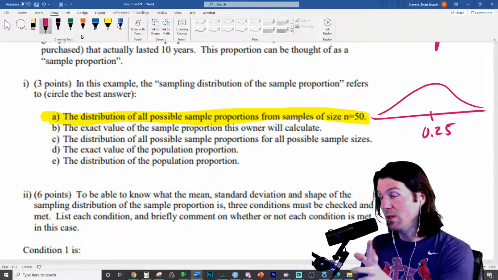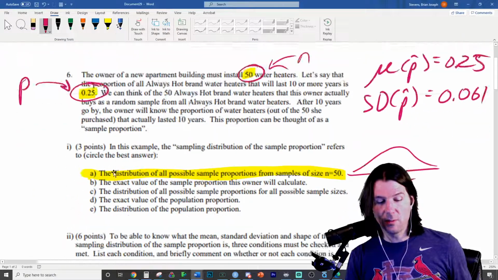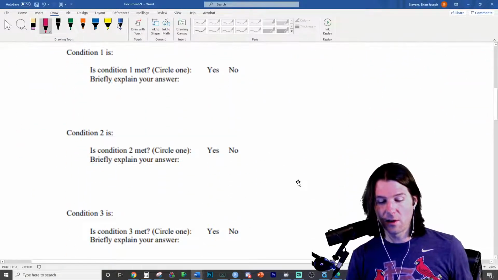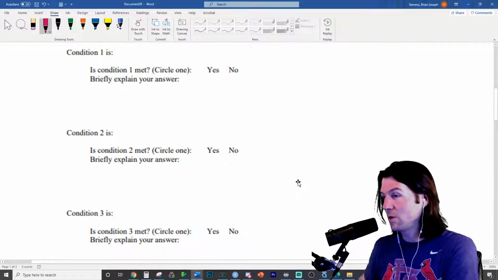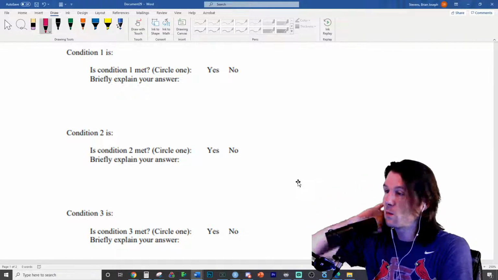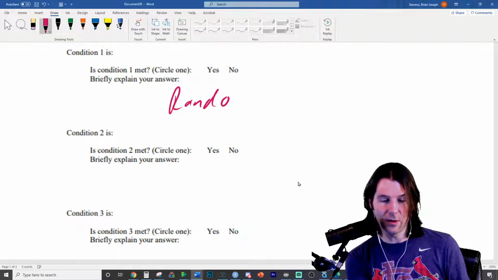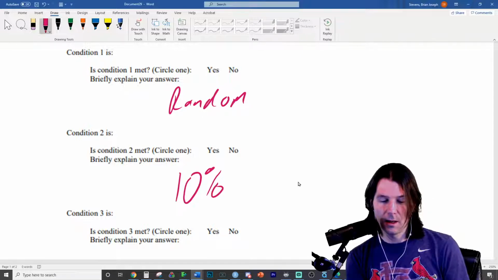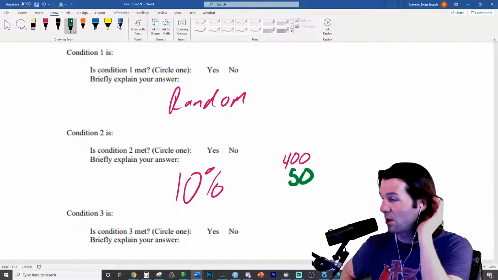Now, one thing I do want to make very clear is that these conditions of random, 10%, and success failure are the same conditions we have for confidence intervals. So take a note on that. Random: we randomly select these water heaters. 10%: these water heaters are less than 10% of all water heaters. So what if this company were to only make 400 water heaters and we're taking a sample size of 50? We want to see if this sample size meets the 10% condition.